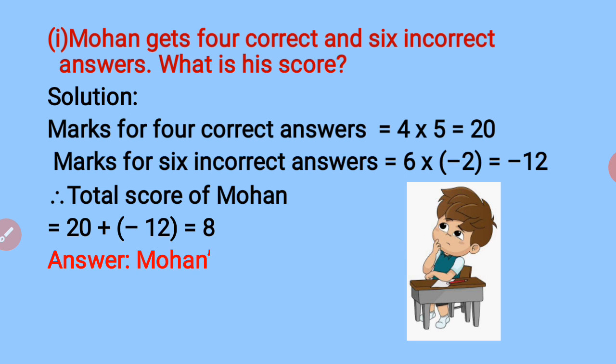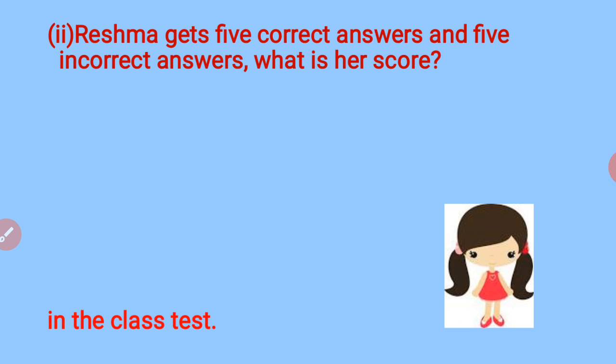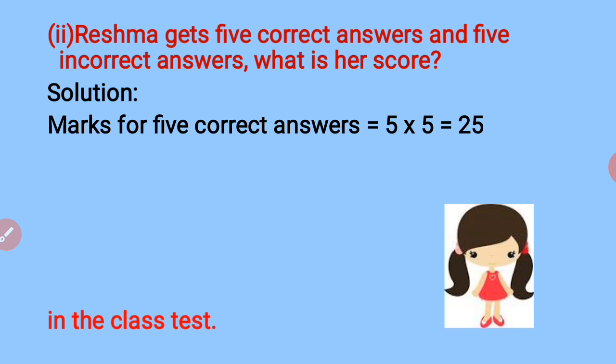Let us see another situation. Now this is Reshma. She has given 5 correct answers and 5 incorrect answers. Okay, now let's calculate for her. 1 correct answer, 5 positive marks. 5 correct answers, it will be 5 multiplied by 5, that is 25. Positive 25 marks she will get for those correct answers.